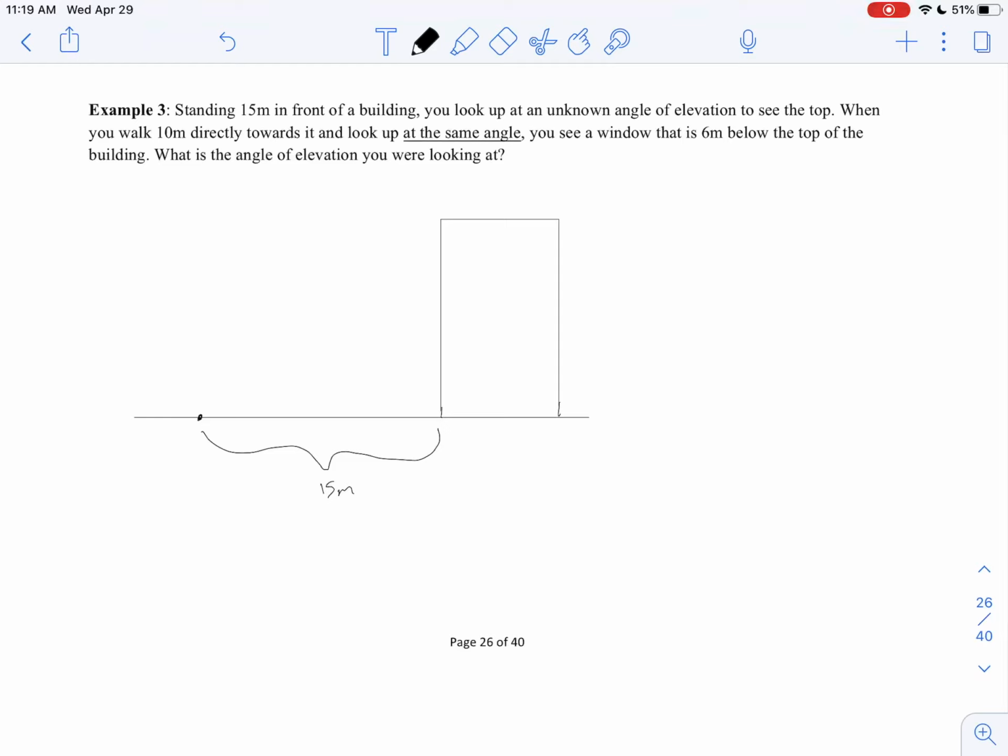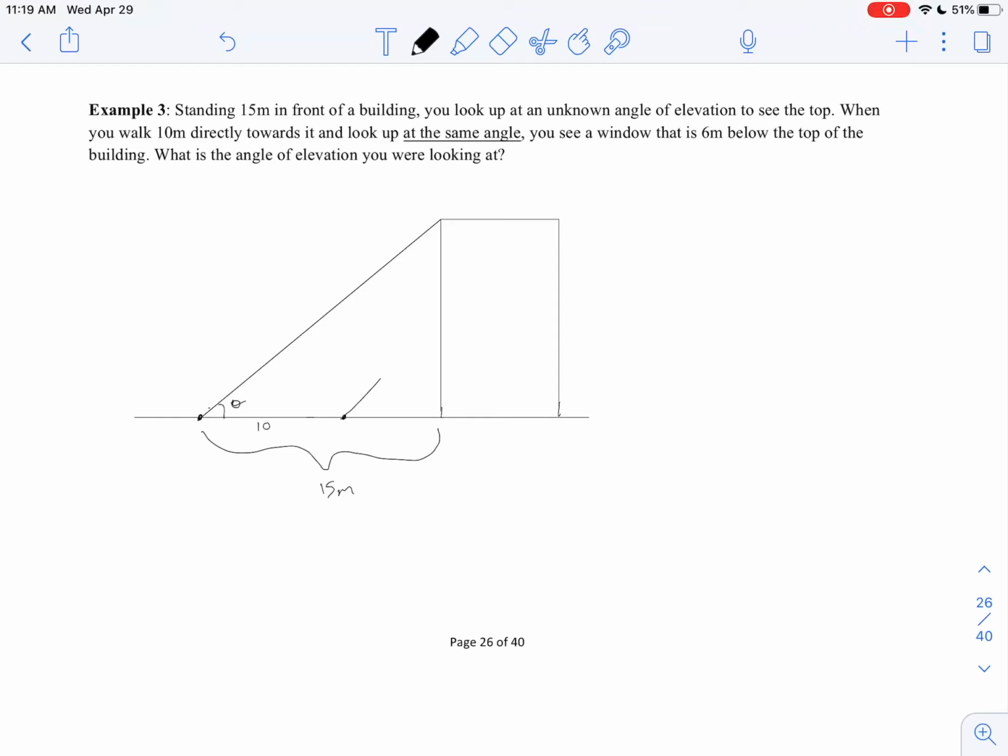And when you walk 10 meters directly towards it and you look up at the same angle, you see a window that is 6 meters below the top of the building. So if I look up at this angle to start, we'd call that theta. Then I walk 10 meters directly towards the building. So this little chunk here is 10 meters. Maybe just to scale, I'll draw that a little more accurate. That is theta. 10 meters here.